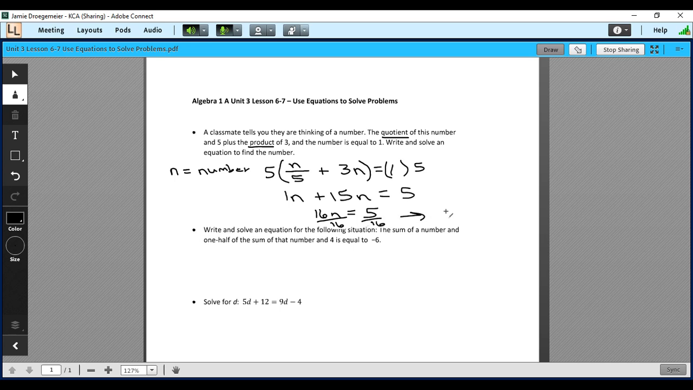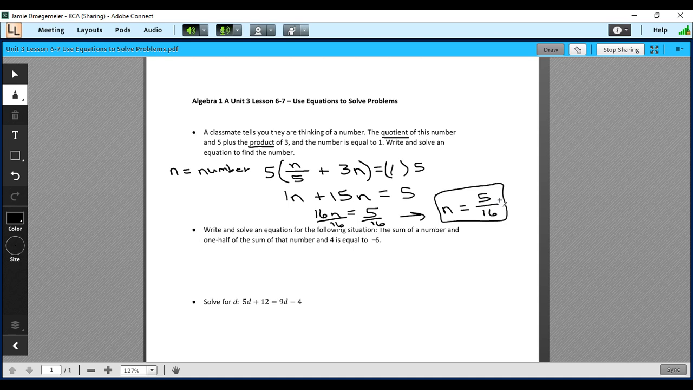I'm out of room here, so I'm going to write that over here. So 16n divided by 16 is just 1n, or n. And then 5 divided by 16, I'm just going to leave it in that fraction form of 5/16. That's not a fraction that I can simplify any further. And so that is the number that they were thinking of. Wasn't very nice of them to think of a fraction, right? But that's how we would go about solving that problem.